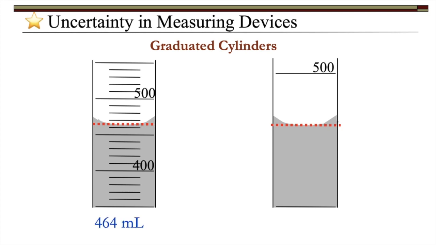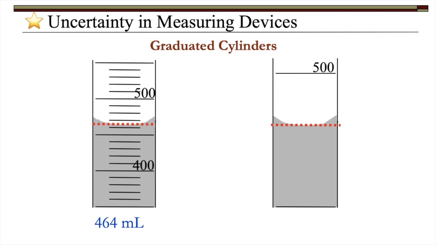So the one on the left, I would call that 464. We're estimating the ones place. But if you had 465 or 463, those would also be correct. That estimated digit can vary.